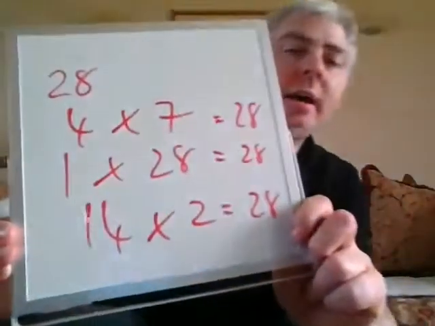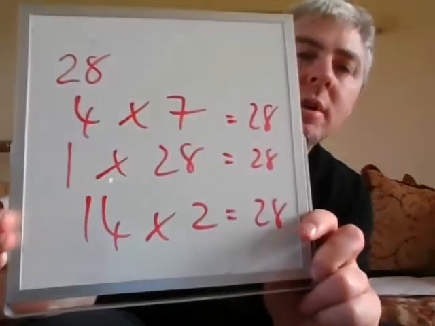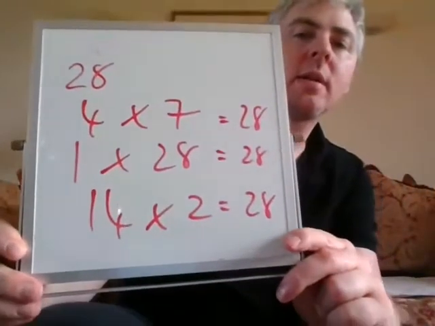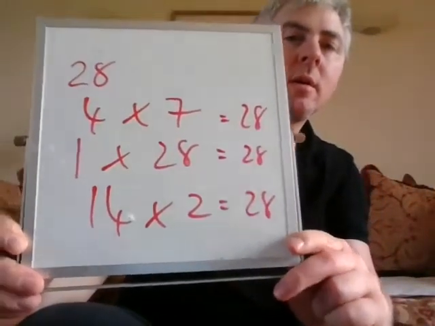You've got your choice there. I just wanted to show you that number. You see 28: 4 sevens are 28, 1 times 28 equals 28, 14 times 2 equals 28. So I just wanted to show you that. Thank you for looking at that.